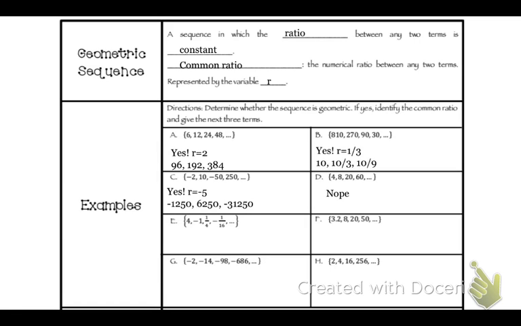Okay, this next one, no, it's not. 8 divided by 4 is 2. 20 divided by 8 is like 2 point something. 60 divided by 20 is 3, so no, that is not one. This next one, yes, and it's -1/4. The next one is no. Next one, yes, 7. Next one, no.